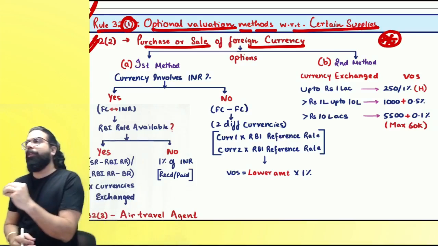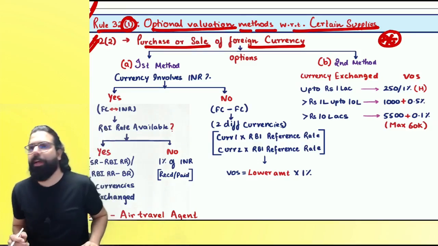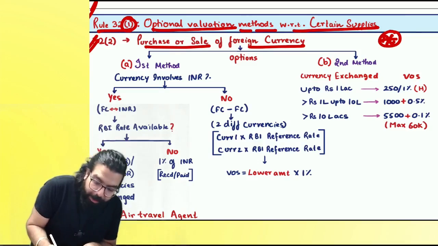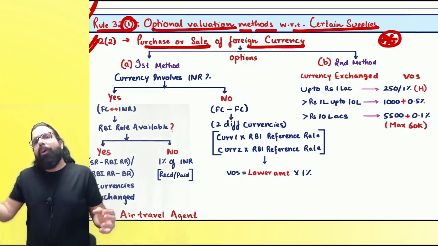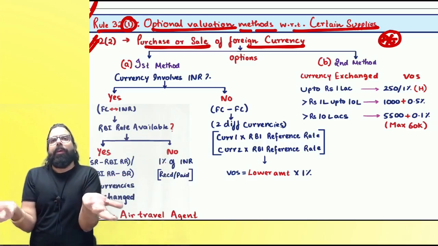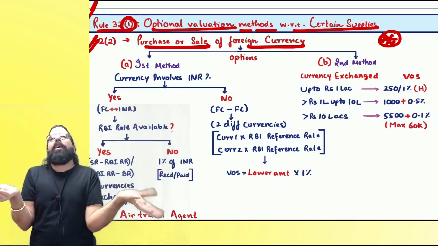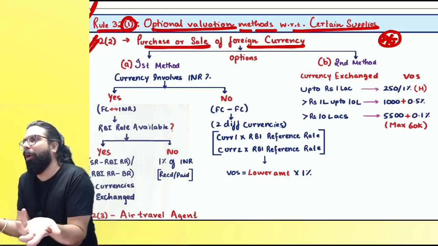And rule number 32 is something which is a small 2 to 3 mark question. Sometimes they add it to a big question. Everyone over here now. Sir, purchase or sale of foreign currency, government is telling if you are a person who is buying and selling foreign currency, whatever margin you are making, you bought it for 70 rupees, you are selling US dollar for 71. 1 rupee, whatever margin you made, that is your value of supply.